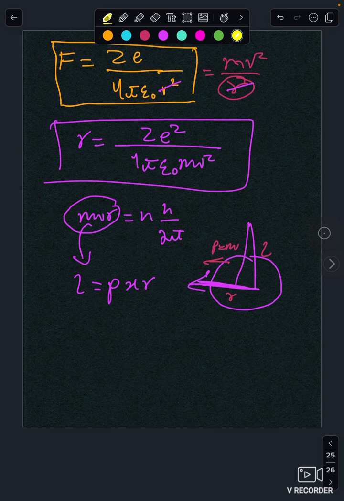Eliminating r from this one, if we eliminate r, we get v equals Ze squared over 2 epsilon h n. Substituting this into this, okay.